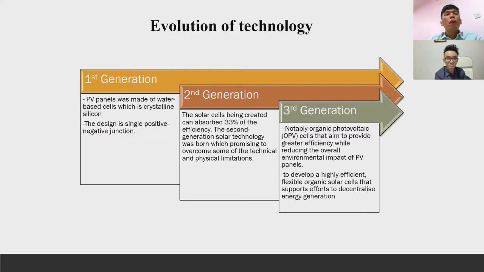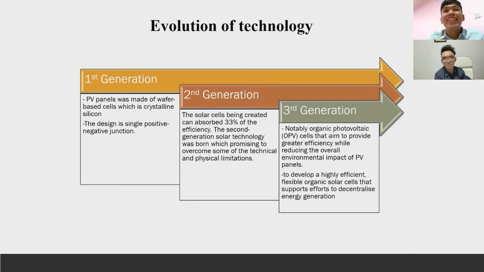For the solar power system, there is an evolution of the technology. In the first generation, the PV panel was made of wafer-based cells, which is crystalline silicon, and the design is in a single positive and negative junction. However, going to the second generation, solar cells were created that can absorb with 32% efficiency, and the second generation solar technology was born, promising to overcome some of the technical and physical limitations.